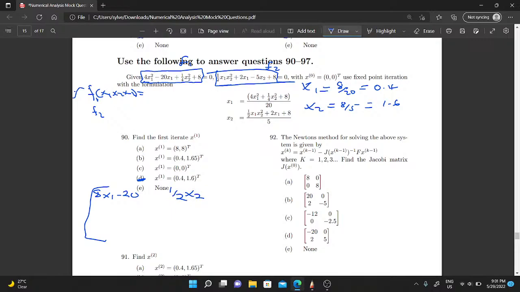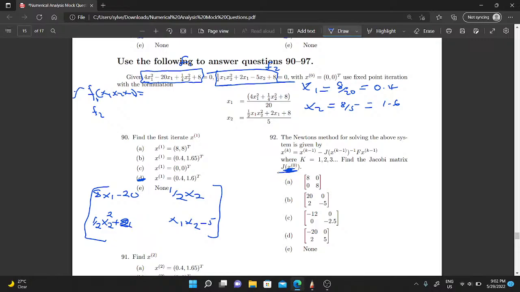Go here. It's in just x1 and x2, so you have a 2 by 2. Go to f2. Differentiate with respect to x1. With respect to x1, you get half x2 squared plus 2. Then with respect to x2, you get x1 x2 minus 5. They said find the Jacobi. They didn't say find the inverse, they just want you to find the Jacobi matrix.